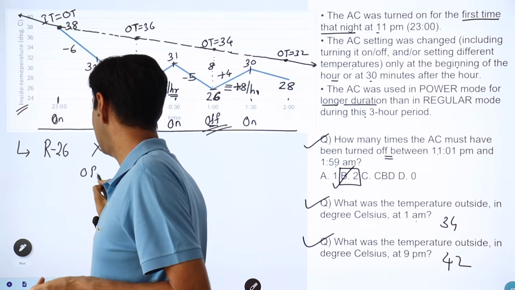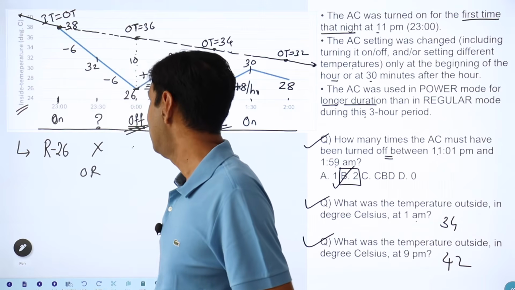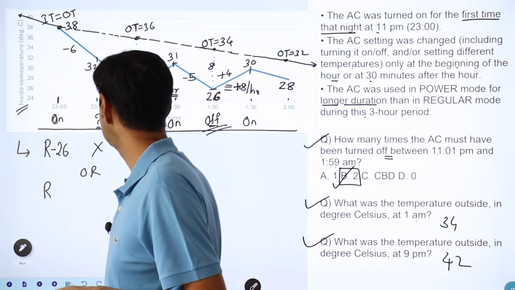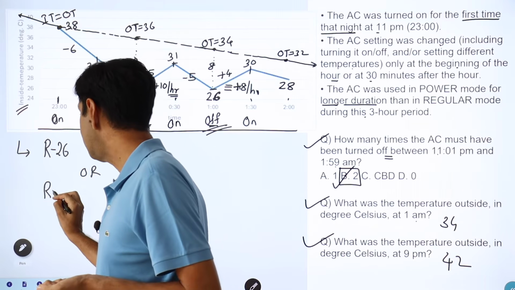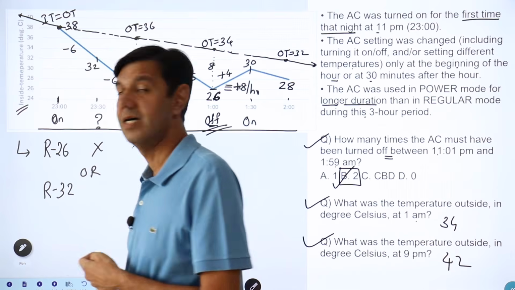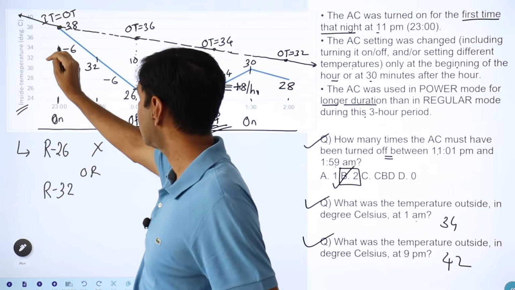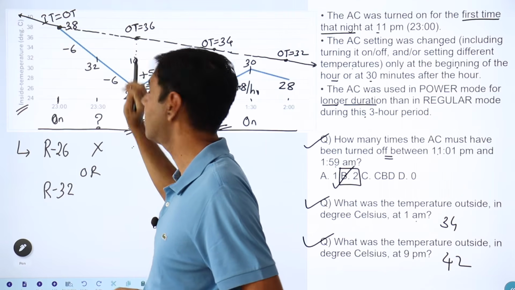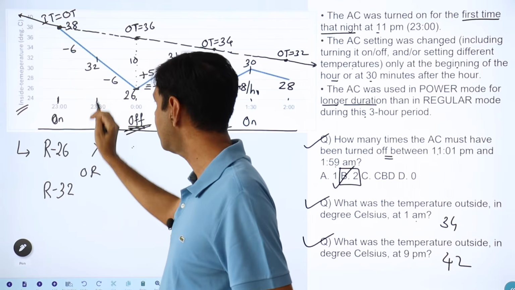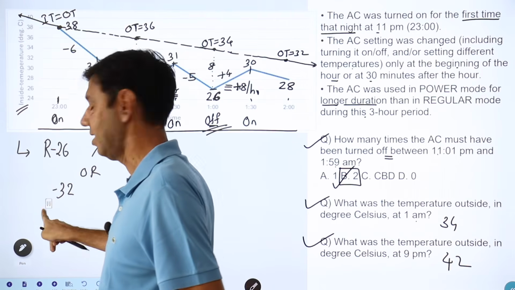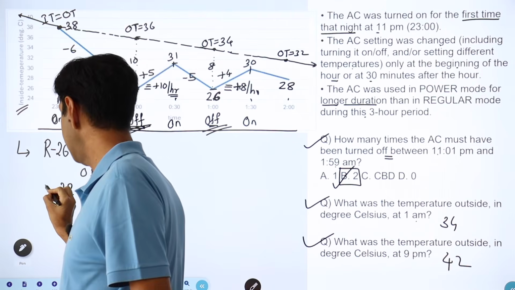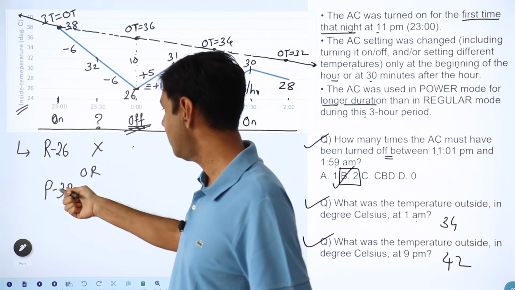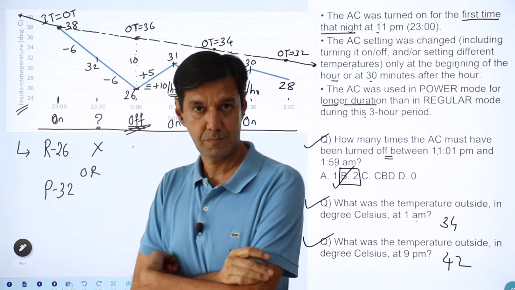Or what I could have done is, there's no point here talking, okay, I could have done a regular 32 here. No, if I would have done a regular 32, then the drop would be such that 32 would have happened after 1 hour. But 32 happened after half an hour. So I cannot do a regular 32. Run that in your mind. But could I have done a power 32? Yes, I could have done a power 32 setting.